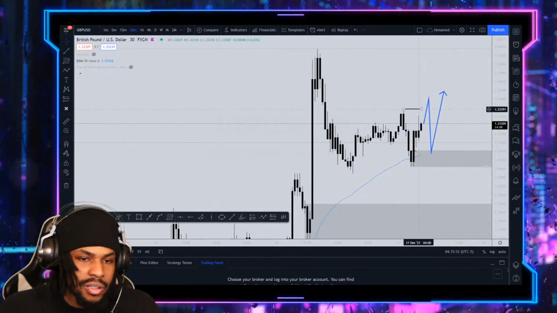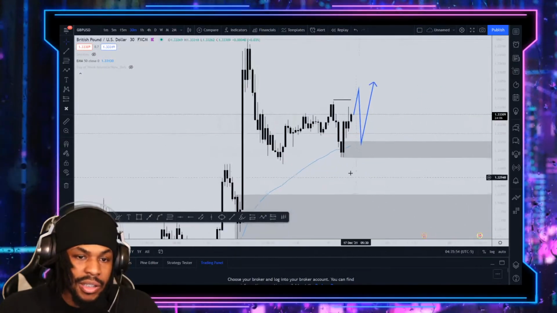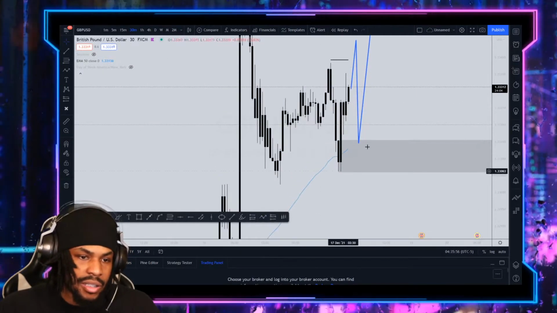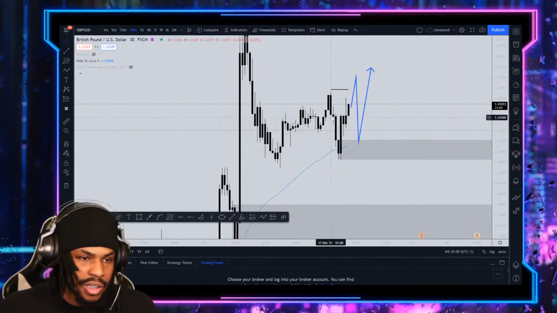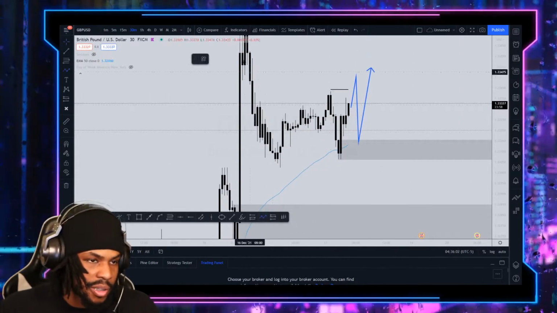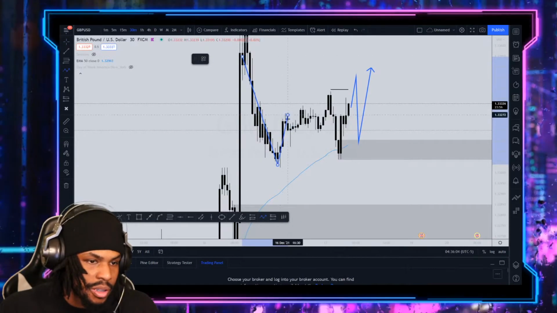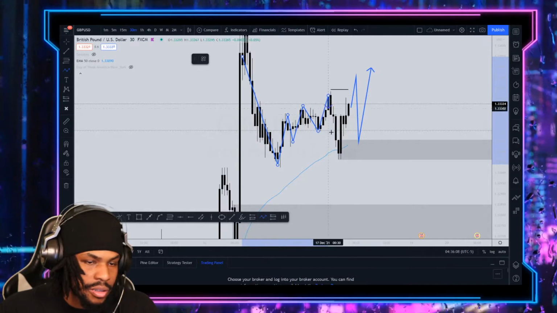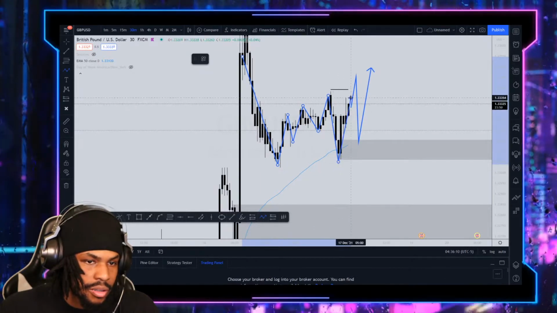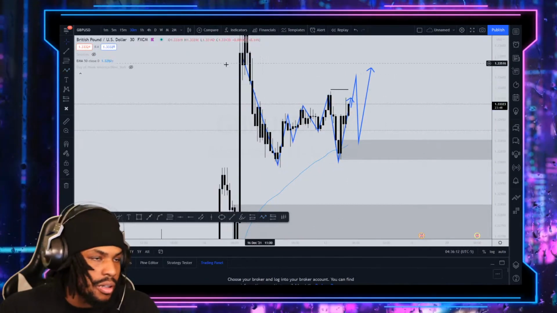But if it does start to break this level, let's say price does this, this is a major swing for me. These little areas in here aren't major swings, so I'm looking at price like this. So boom, I'm cleaning this up so you can see it. All right.